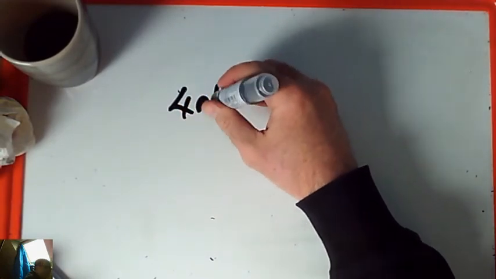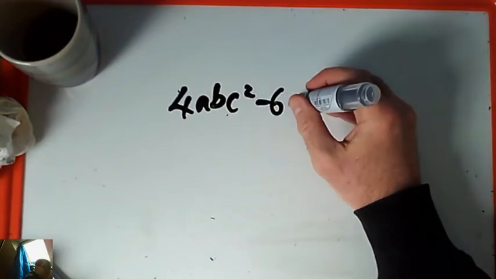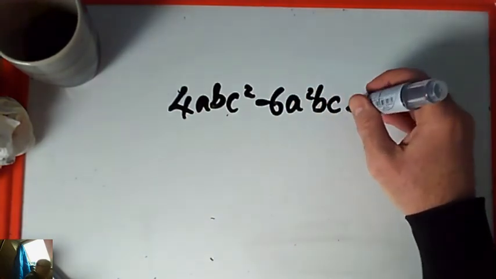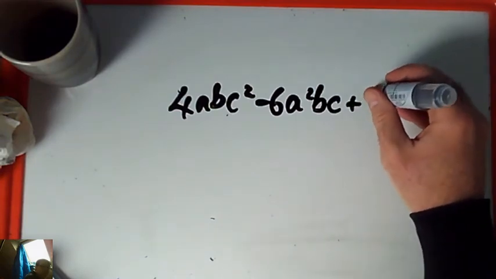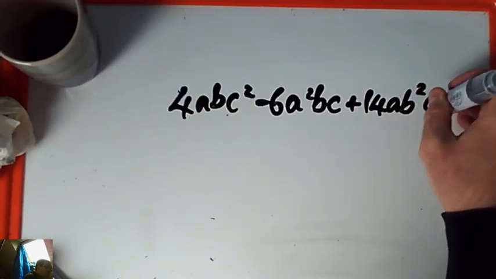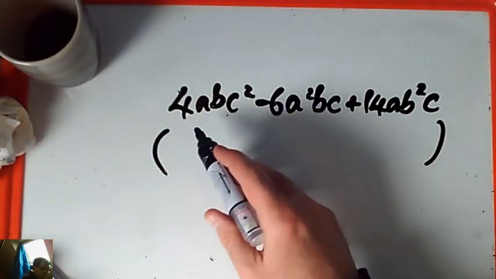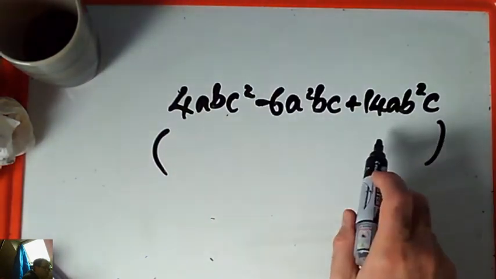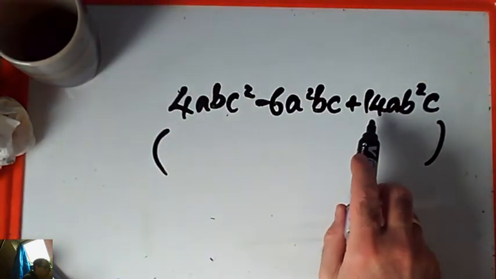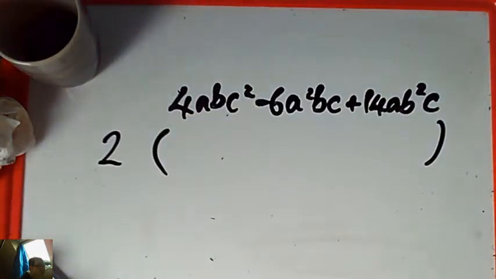Okay, well, it gets super exciting now because we have got 4abc squared minus 6a squared bc plus 14ab squared c. So that's exciting because on this one the numbers have got some common factors. So 4 and 6 and 14, they can all be divided by 2. So I can take a 2 outside the brackets.